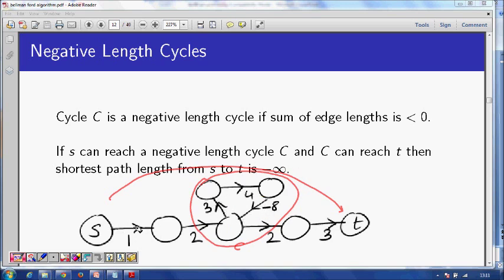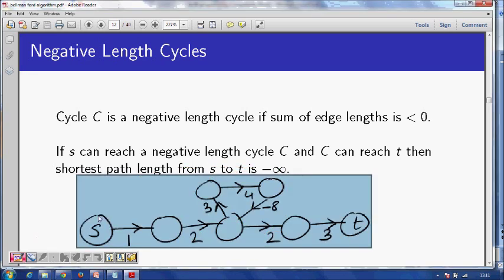So this is a negative cycle. When I go 1, 2, this is 3, now coming to this node, but after that I will keep cycling here in this cycle, roaming around, and every time I will gain minus 1. So if I do it like this, I can do it an infinite number of times, and then some time I will reach T. So this T also has distance minus infinity.